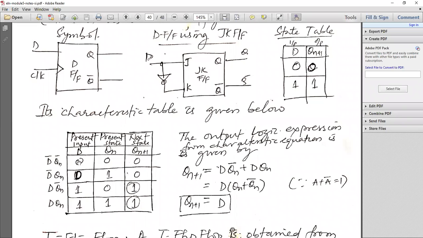See, the present input and the next input will be the same: 0, 0, 0, 0, 1, 1, 1 and 1. And these are the present state. Either it takes 0 or 1. For D equal to 0, the present state can be 0 also, 1 also. For D equal to 1, the present state can be 0 also, 1 also.